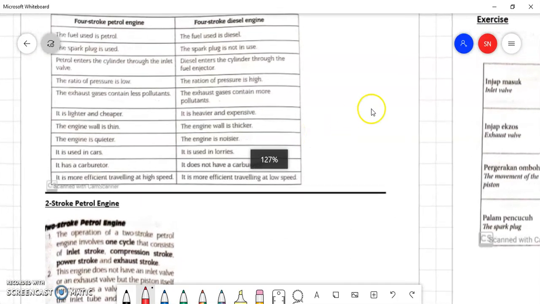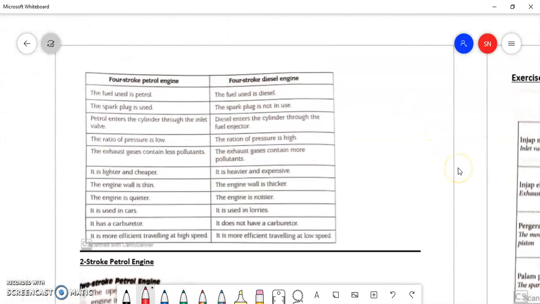Okay, so here you can take a look at the differences between the 4-stroke petrol engine and the 4-stroke diesel engine. Here petrol is used, here diesel is used. Here there is a spark plug, here there is no spark plug. Petrol enters through the inlet valve. Here diesel enters through the fuel injector, or diesel injector.